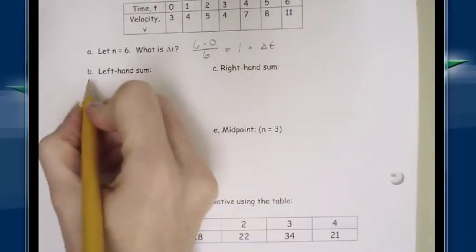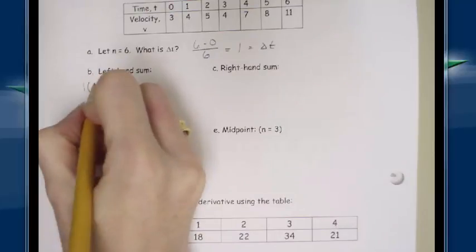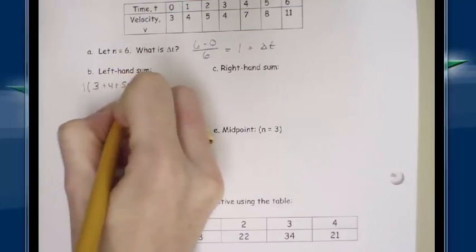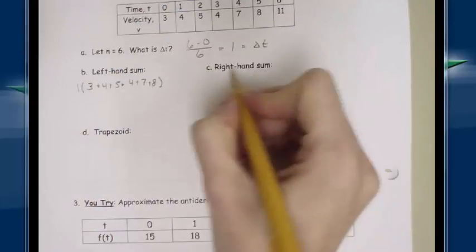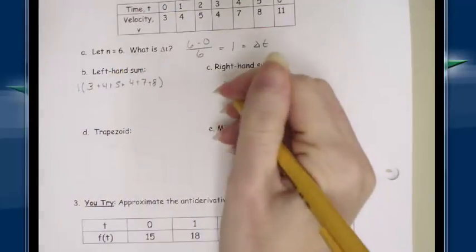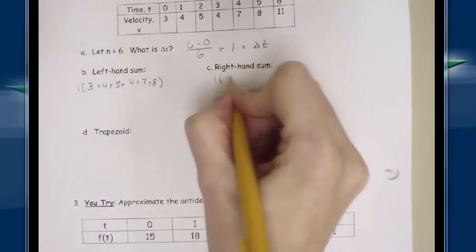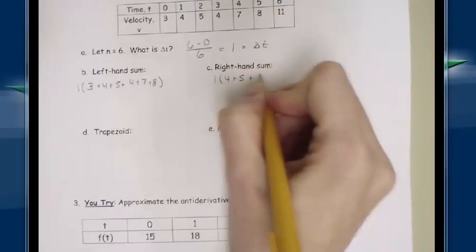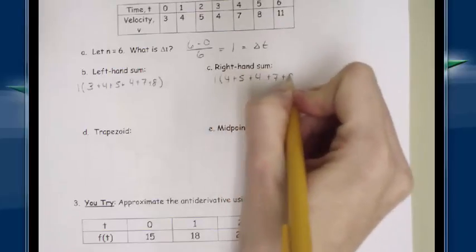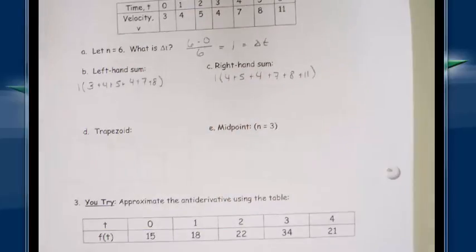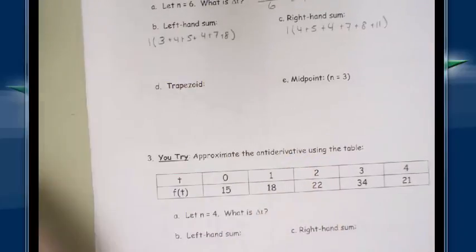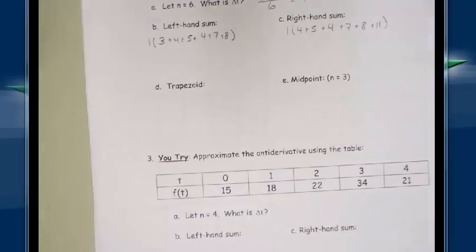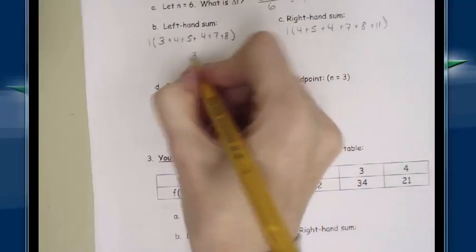So the left-hand sum will be 1 times 3 plus 4 plus 5 plus 4 plus 7 plus 8. The right-hand sum will be 1 times 4 plus 5 plus 4 plus 7 plus 8 plus 11. The trapezoid, multiple ways to deal with this, so I can say 3 plus 4 plus 5 plus 4 plus 7 plus 8 is 31.